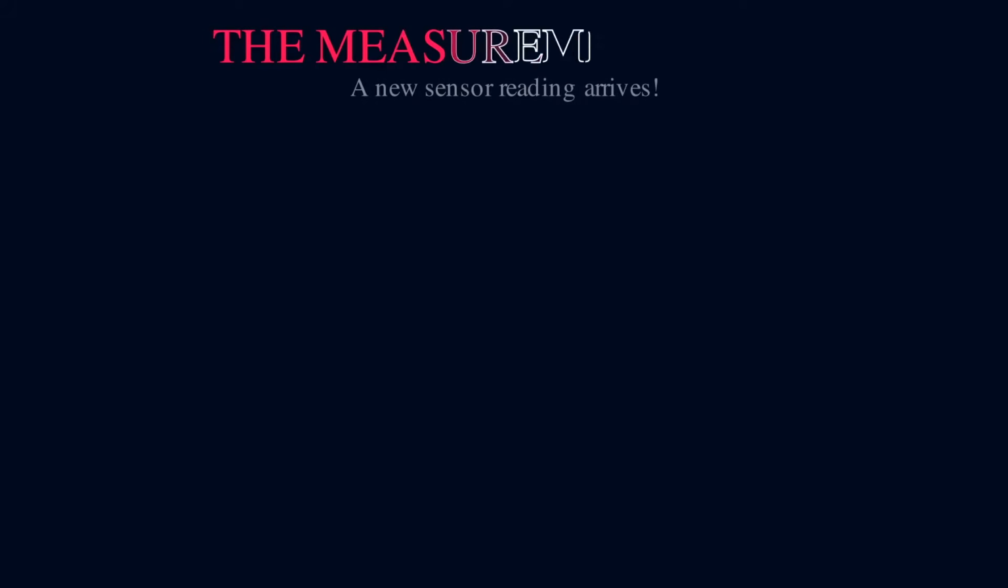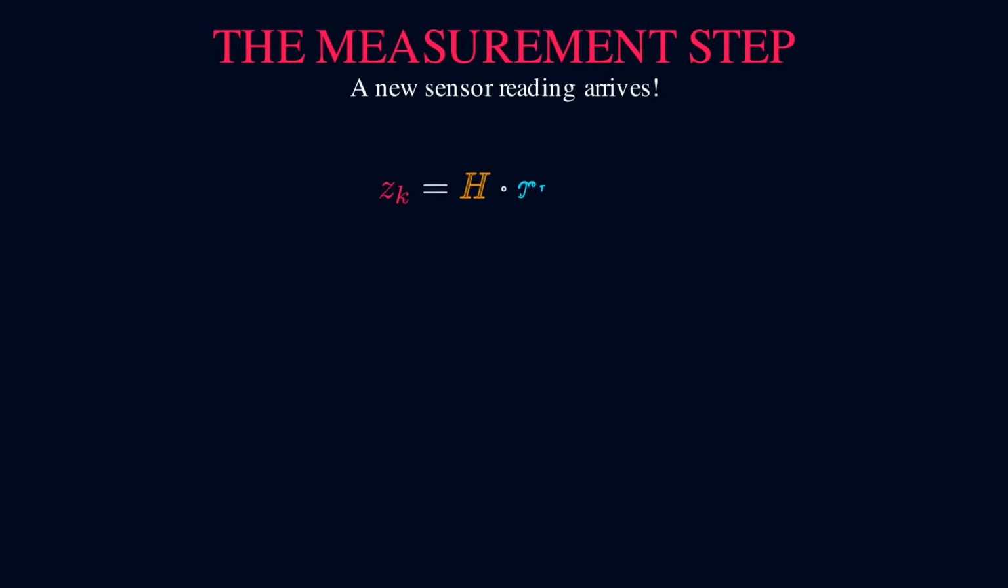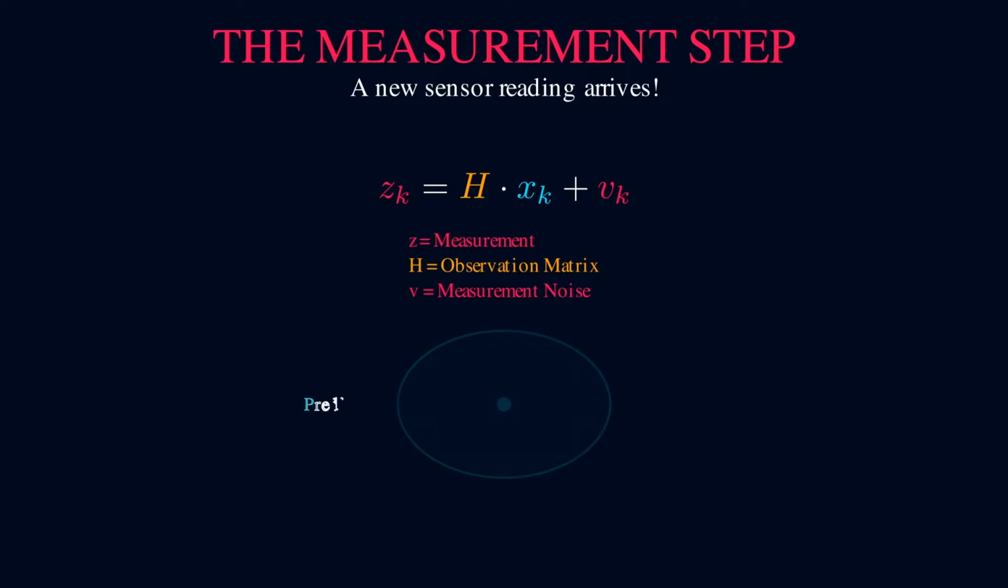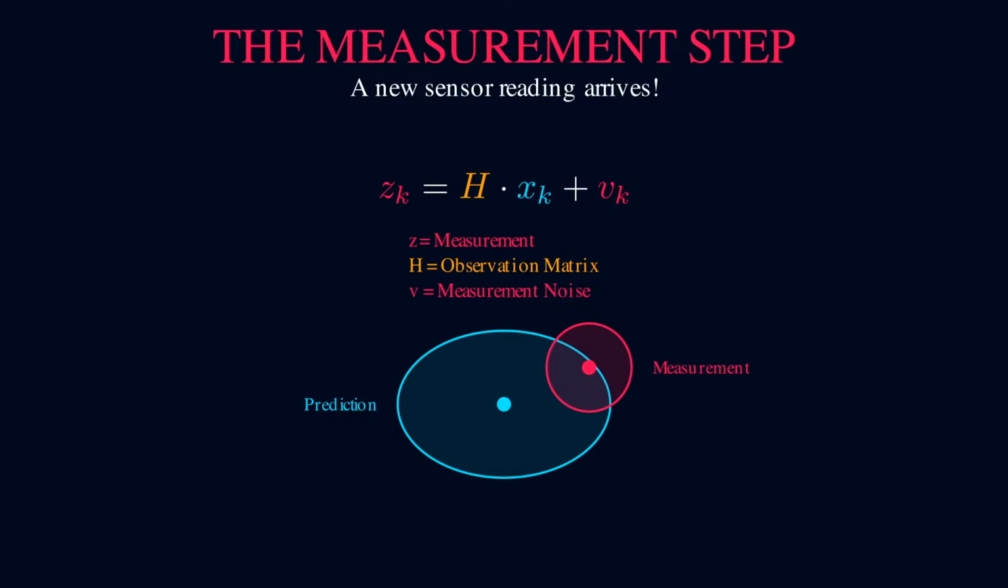Then, a new sensor reading arrives. This is the measurement step. The measurement Z equals the observation matrix H times the true state, plus measurement noise V. H maps our state into what the sensor actually sees. And V represents the inherent noise in that sensor. Now we have two pieces of information: our prediction, shown as the cyan ellipse, and the new measurement, shown in pink. They don't agree perfectly. So which one should we trust more?